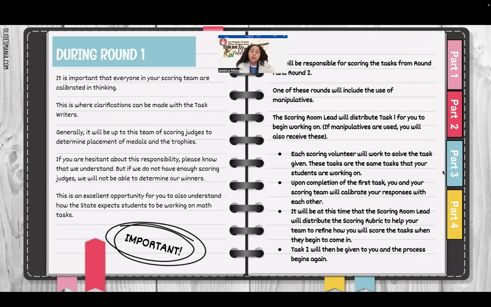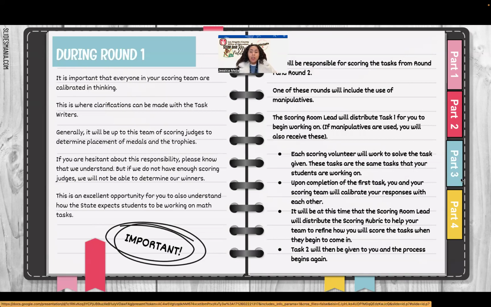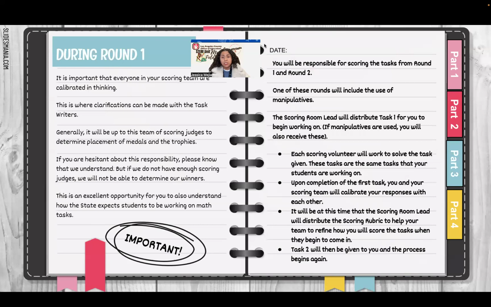So we are very grateful again for your willingness to score these tasks and to help us determine who our winners are. This is also an excellent opportunity to see what our state expectations are for working on math tasks, along with the standards of mathematical practice during our team competitions.